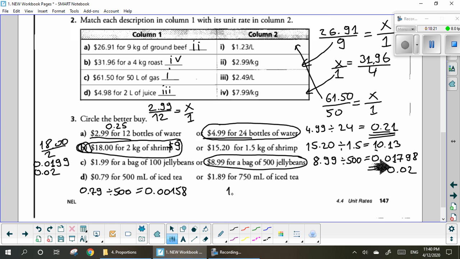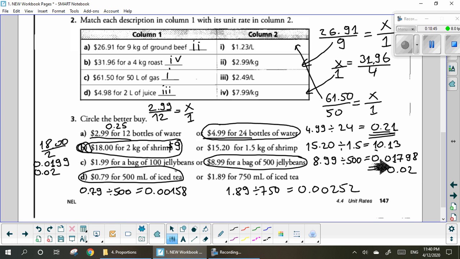So in the other one, 1.89 divided by 750, also going to be a really small number. 750 is 0.00252. All right, so in this case, we actually see that the smaller size is actually cheaper.